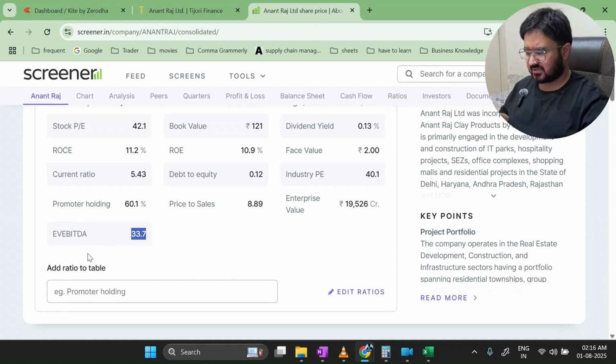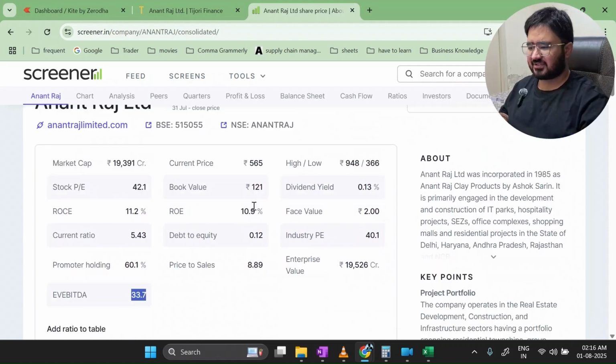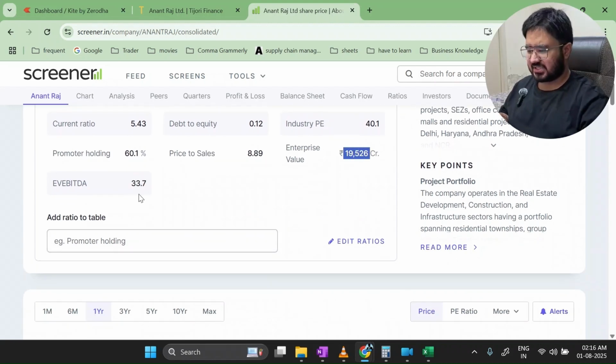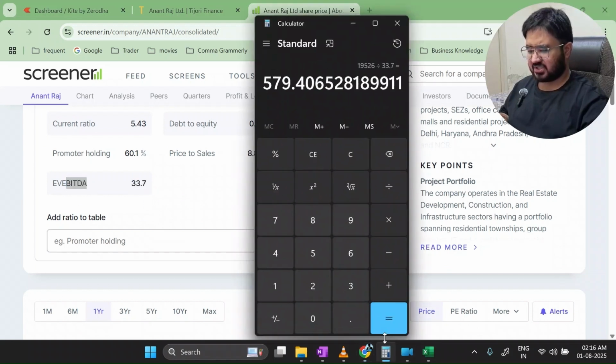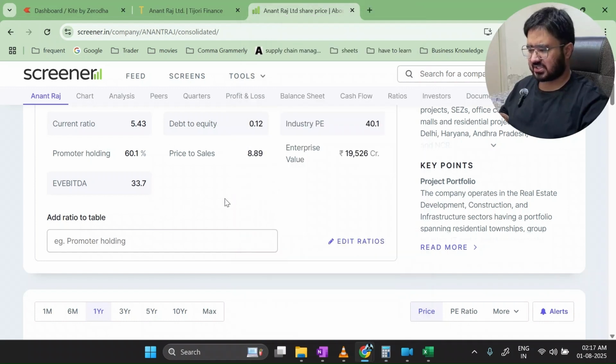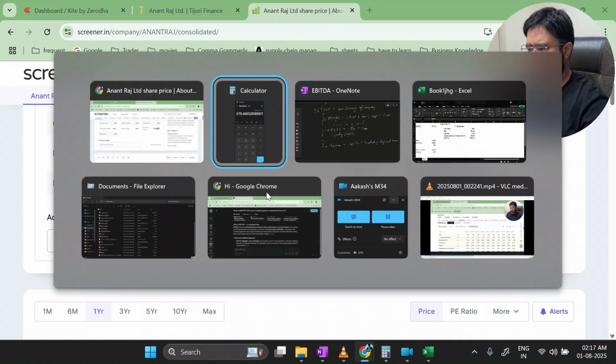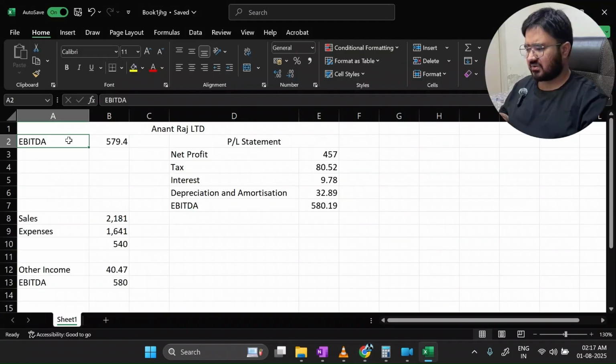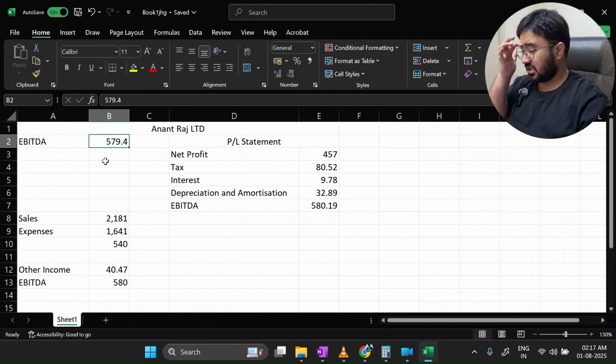Okay, value of X, very easy. You have to divide this by this to get EBITDA, which I have done already. 19,526 divided by 33.7, which comes out to be 579.4, near about 580 crores. Okay, it's in crores, which I've written over here. So EBITDA already calculated, you just have to tweak a little bit in screener and EBITDA is there.